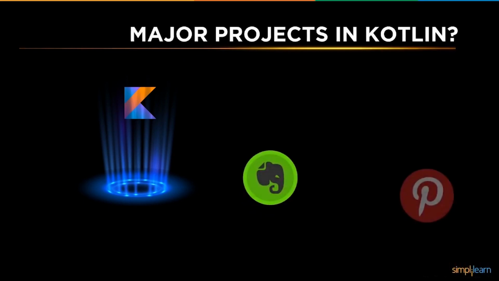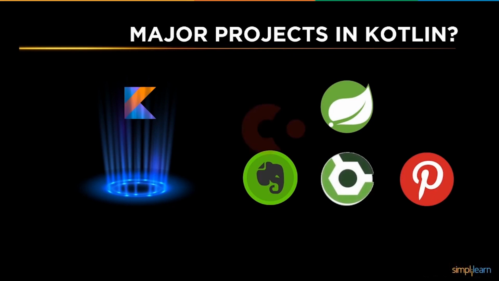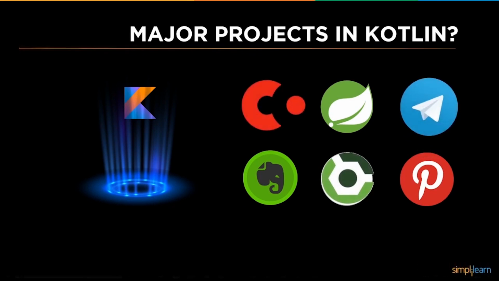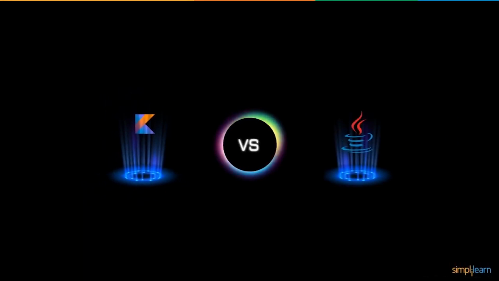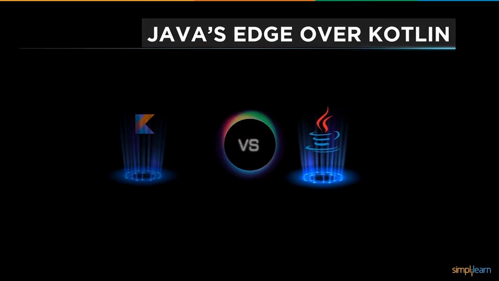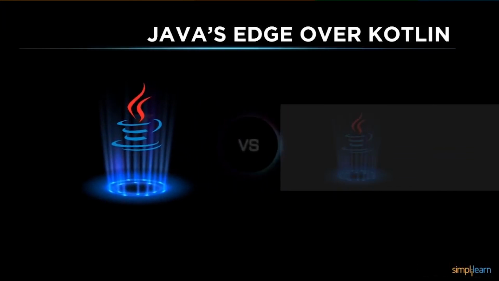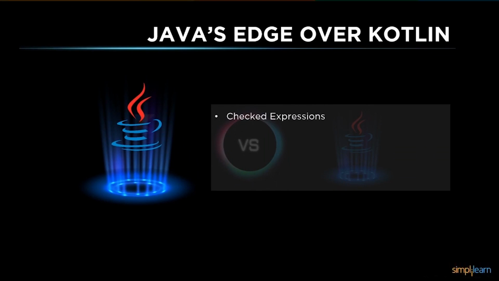Now this brings us to the popular applications developed using Kotlin. Some of the major projects that are developed using Kotlin are Corda, Spring, Telegram, Evernote, Gradle Build Tool, Pinterest, etc. Next in the docket is Java's edge over Kotlin. The first one is checked exceptions. Java has checked exceptions while Kotlin does not. Examination of small programs leads to the conclusion that requiring exception specifications could both enhance developer productivity and enhance code quality. Without them, the developers observed decreased productivity and little or no increase in code quality.